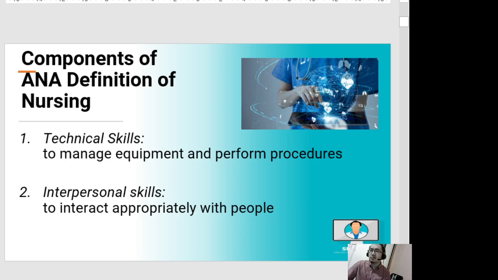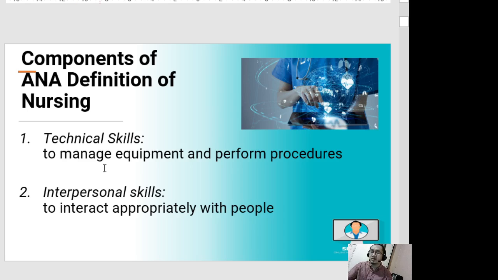So, according to the American Nurses Association definition of nursing, a nurse should be equipped with different skills. We have technical skills and interpersonal skills. Technical skills are to manage equipment and perform procedures, from the simplest equipment supply to highly technological or sophisticated equipment, and perform procedures using this equipment, supplies, and technologies.